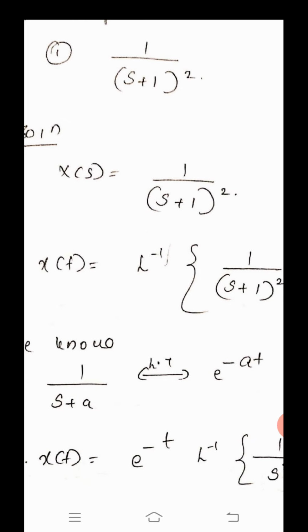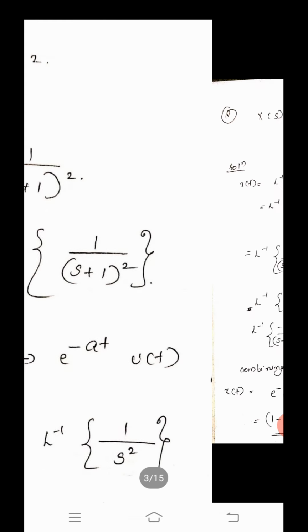So we know that e raised to minus at has the Laplace transform of the form 1 by s plus a. So here the value of a will be 1, because s plus 1 has the form 1 by s plus a. That is, its inverse Laplace transform will be e raised to minus at, where a's value is 1. Therefore 1 by (s plus 1) whole square will have an inverse Laplace transform that contains the term e raised to minus t. So x of t will be e raised to minus t times the inverse Laplace transform of 1 by s square.